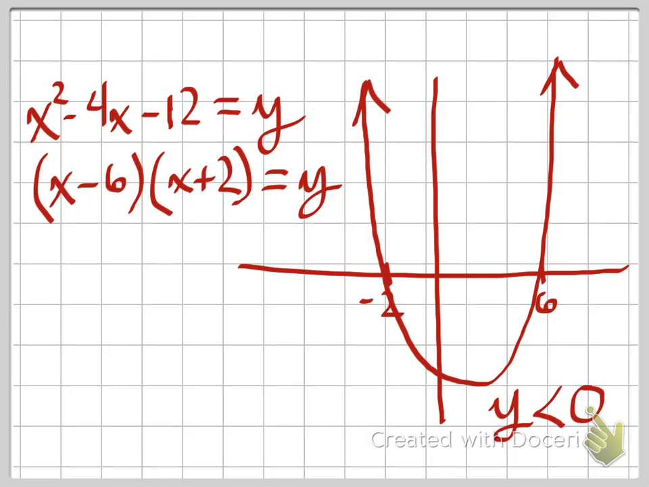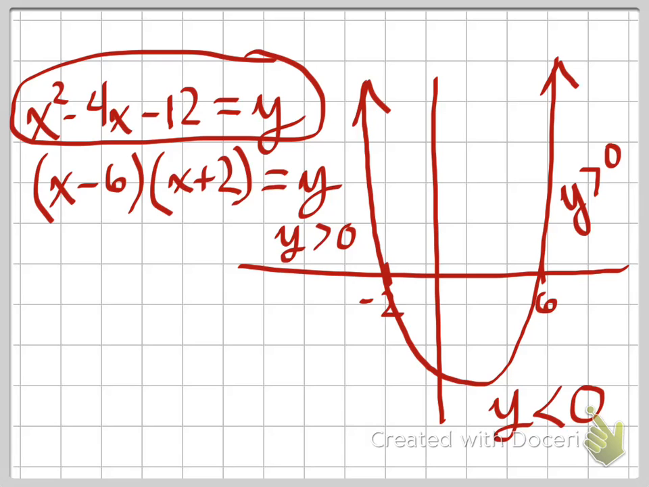Whereas greater than 6, that's where y values are greater than 0. It's above the x-axis. Over here, less than -2, it's y values that are greater than 0. The graph is above the x-axis. That means the y coordinates on the graph are all greater than 0. So, in a sense, the graph of this function right here illustrates where it is greater than or equal to 0. So now, if I take this and I say x squared minus 4x minus 12, what did we say?